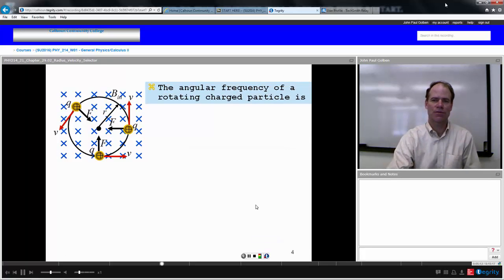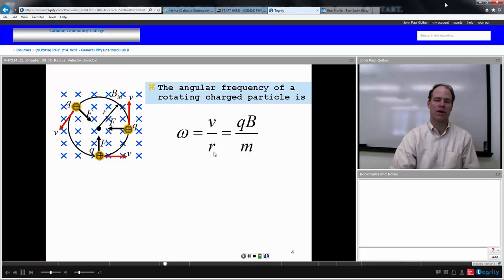The angular frequency of a rotating charged particle is equal to the linear velocity divided by the radius, v divided by r. If we take the previous expression for velocity, we end up with an angular frequency equal to qB over m, or in other words, the charge to mass ratio of the particle times the magnetic field.